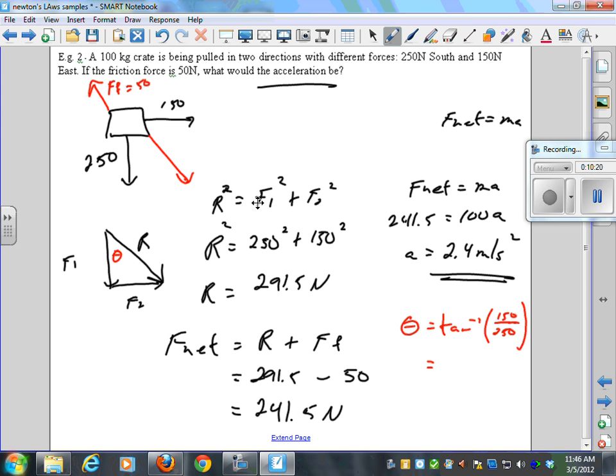What am I finding? The angle of the acceleration. I need to know what direction the acceleration is going. It's going in the same direction as the resultant force. It just says find the acceleration. Yeah, acceleration is a vector.